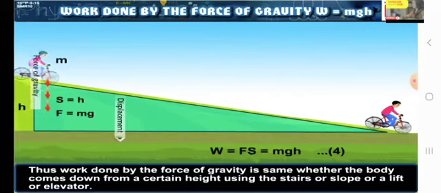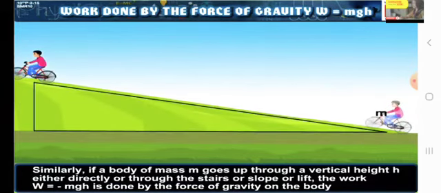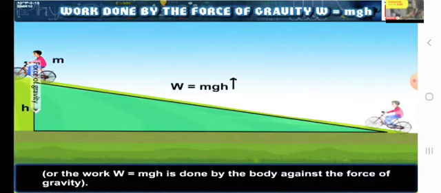Thus, work done by the force of gravity is the same whether the body comes down from a certain height using the stairs or slope or a lift or elevator. Similarly, if a body of mass m goes up through a vertical height h, either directly or through the stairs or slope or lift, the work W is equal to minus mgh is done by the force of gravity on the body, or the work W is equal to mgh is done by the body against the force of gravity.